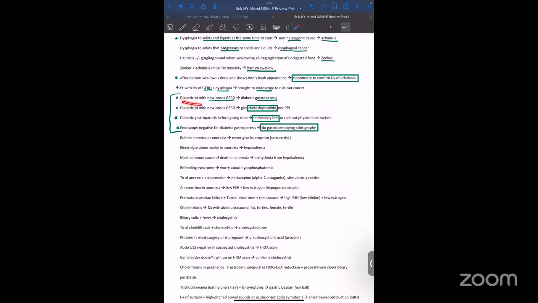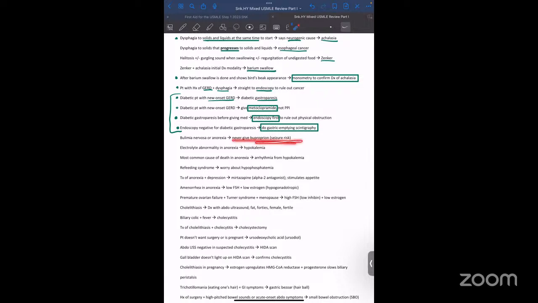Diabetic patient with new onset GERD, we're thinking of diabetic gastroparesis. What do we do? Before we give meds, we should do endoscopy first to rule out physical obstruction. If endoscopy is negative, then do a gastric emptying scintigraphy. If they've given medication in the list, we pick metoclopramide. So in order of what we do, for new onset GERD, suspect diabetic gastroparesis. Next best step is endoscopy first. Confirmatory test, gastric emptying scintigraphy. Medical therapy, metoclopramide.